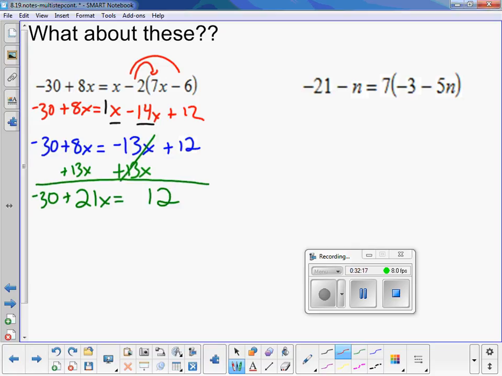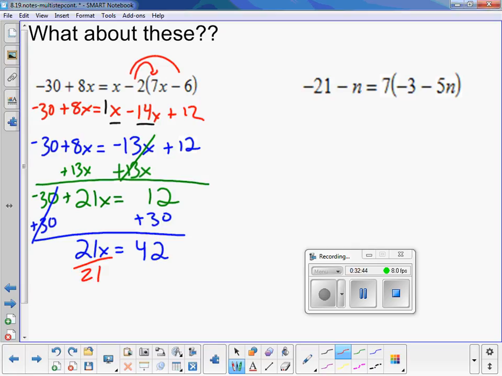Now I have a negative 30 plus 21 times x. So remember, we get rid of the addition or subtraction first. Well, we have that negative 30, so to move it, we add it. So it cancels, bring down the 21x. This gives me 42. And then it's just 21 times x equals 42. We know the opposite of multiplication is division, so x equals 2. I think that's my answer.